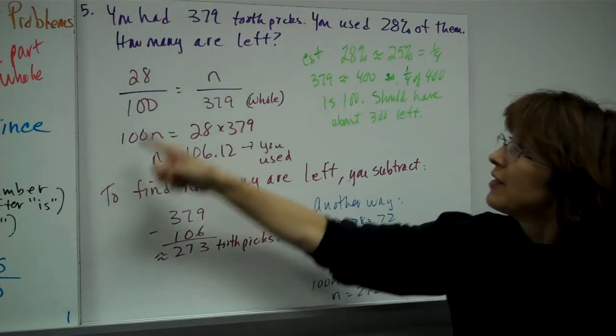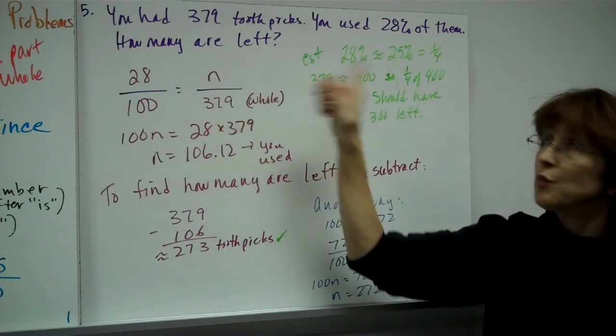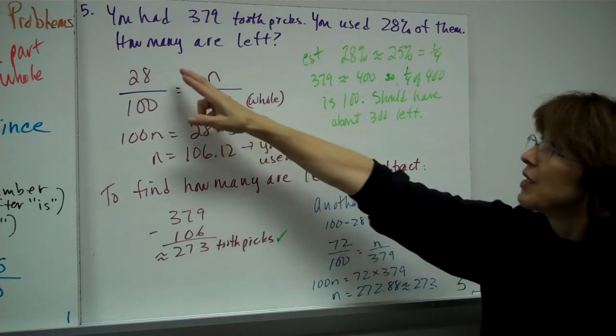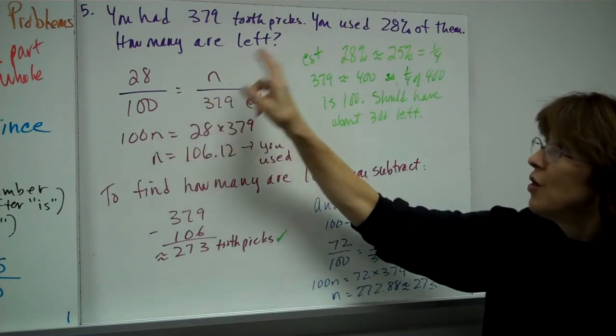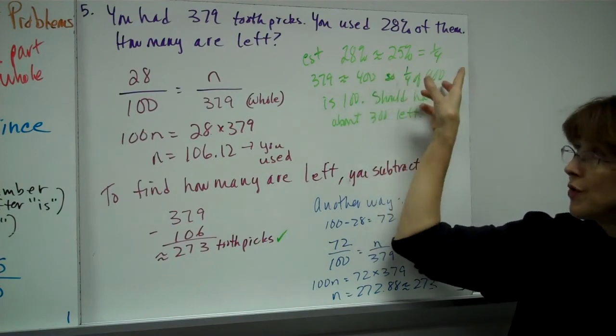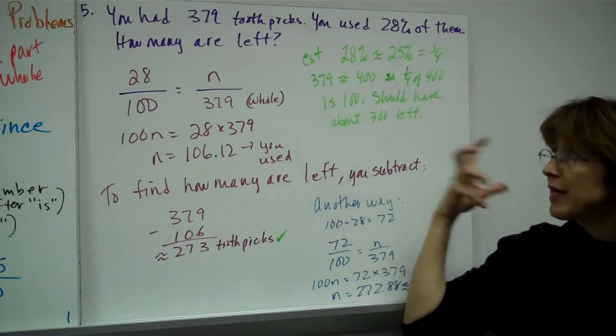Okay, suppose you had 379 toothpicks. You used 28% of them. How many are left? We did this using the tape diagrams, so let's see if we can do it with the percent. We've got 28%, 28 over 100. We can estimate, of course, that 28 is about 25%, which is about a fourth. And 379 is about 400. You just use round numbers here to get an idea.